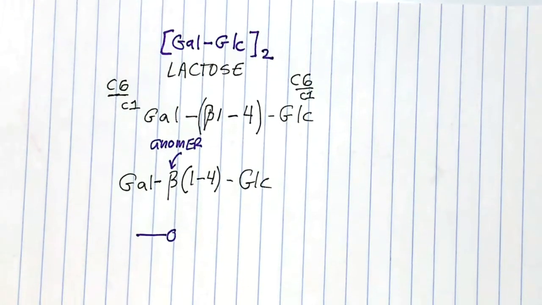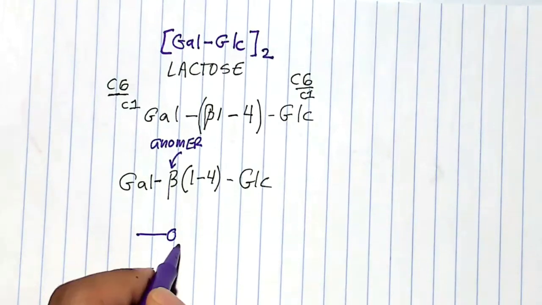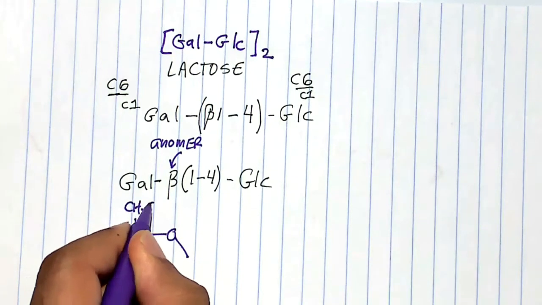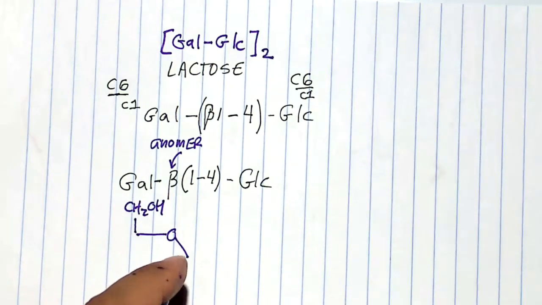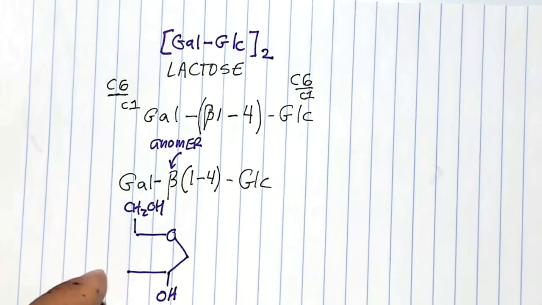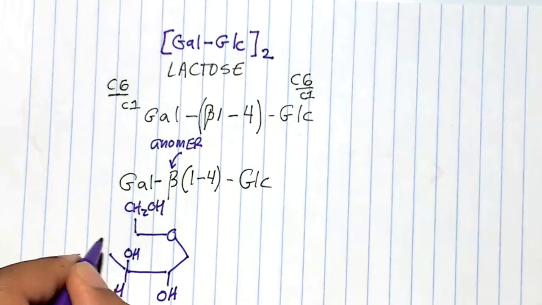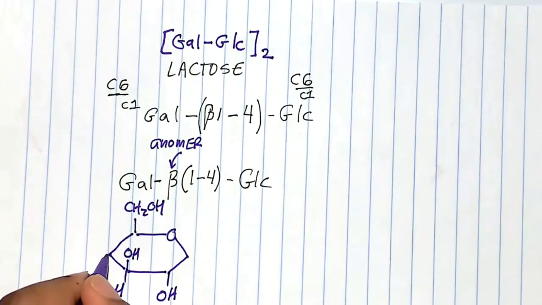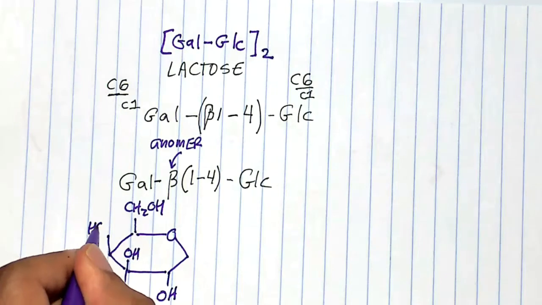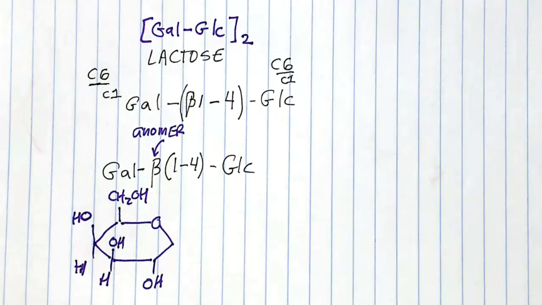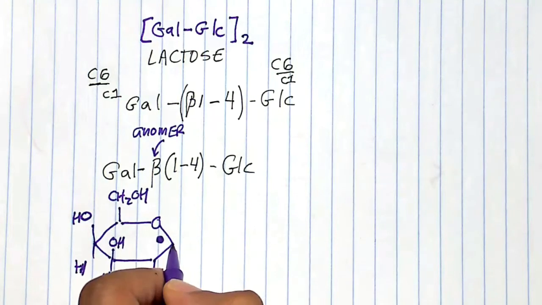So what is the Haworth projection for galactose? Remember, it is a C4 epimer of glucose. So a C4 epimer of glucose would be glucose, except the orientation across carbon number 4 is going to be different. So that is what galactose will look like. 1, 2, 3, 4. That is what galactose looks like. This is its anomeric carbon, and it's going to form the beta anomer.